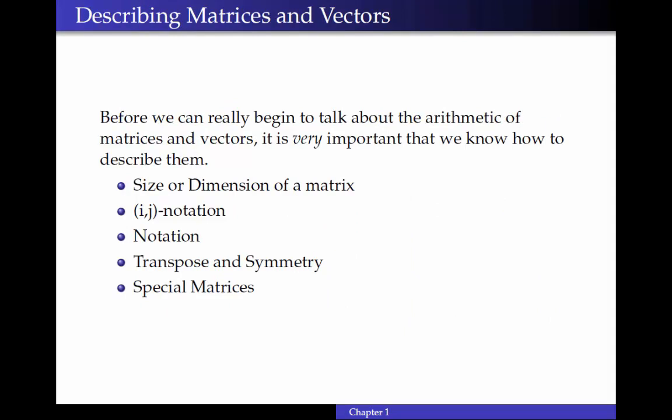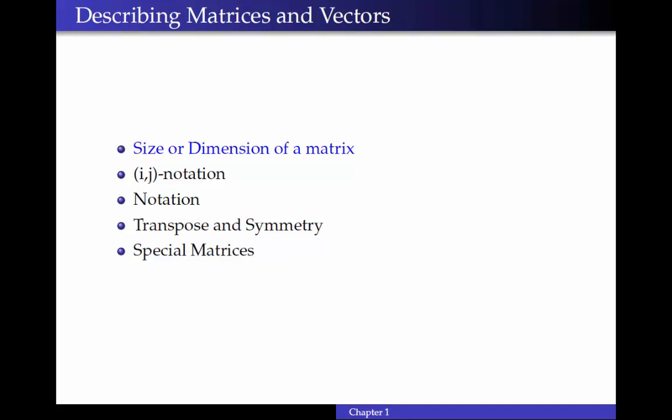And so before we can really begin to talk about the arithmetic of using matrices and vectors, it's very important that we know how to describe them. So we're going to talk about 5 things in the course of this chapter: the size and dimension of a matrix, IJ notation, just some general notation, the transpose and symmetry, and also some special matrices.